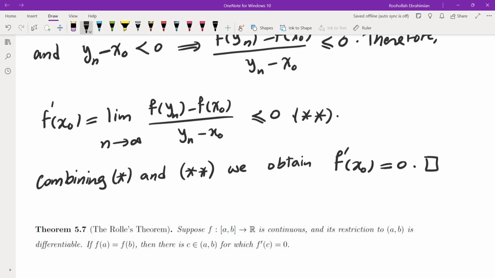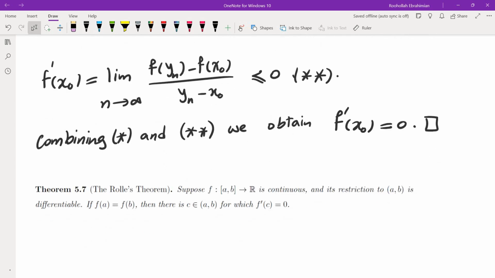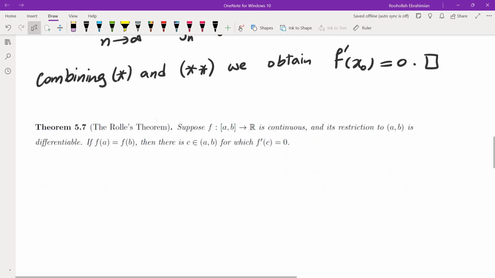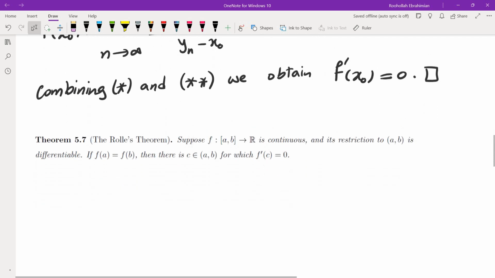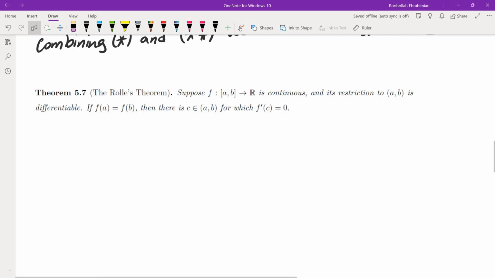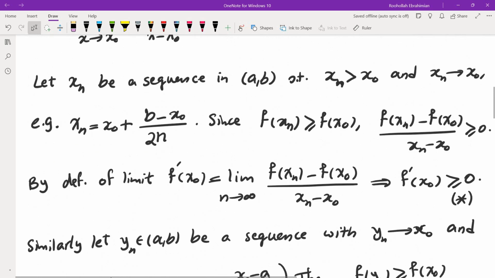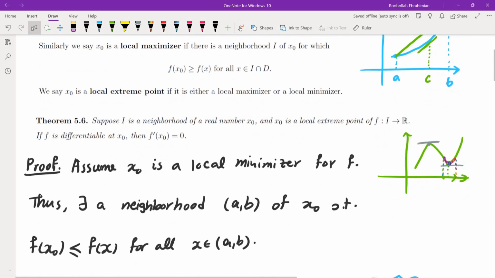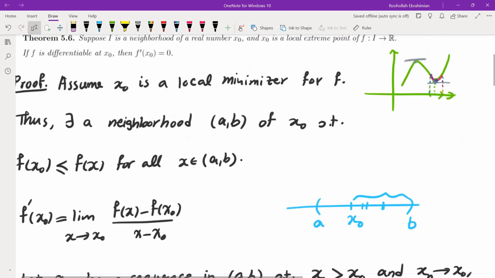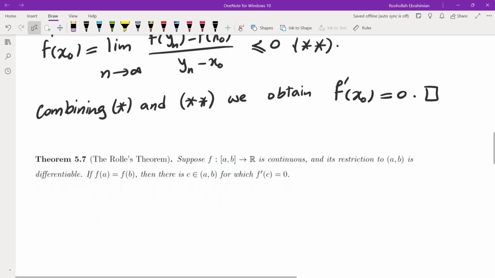Okay, so now let's see one of the main applications of this theorem that we just proved. And this is something you called in single variable calculus a critical point, a point where the derivative of the function at that point is 0.